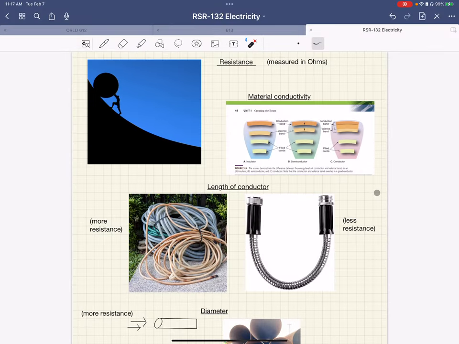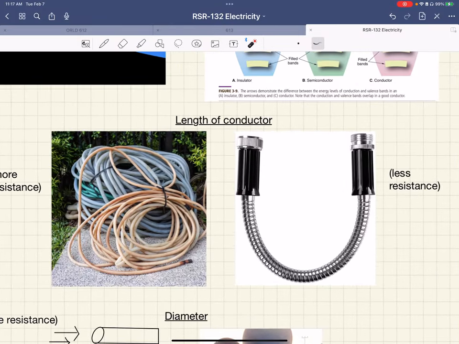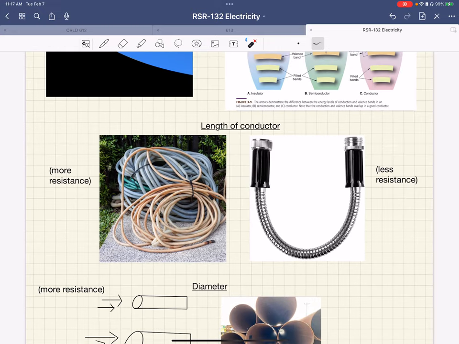So if we go back here, again, I'm going to use a water analogy. If we look at here, think about if we actually had all that hose put together, how much water pressure you would need to get the same amount of flow out of a hose that's only that long right there. So with that being said, as the length of the conductor increases, the resistance also increases. So in that case, it's a direct relationship.